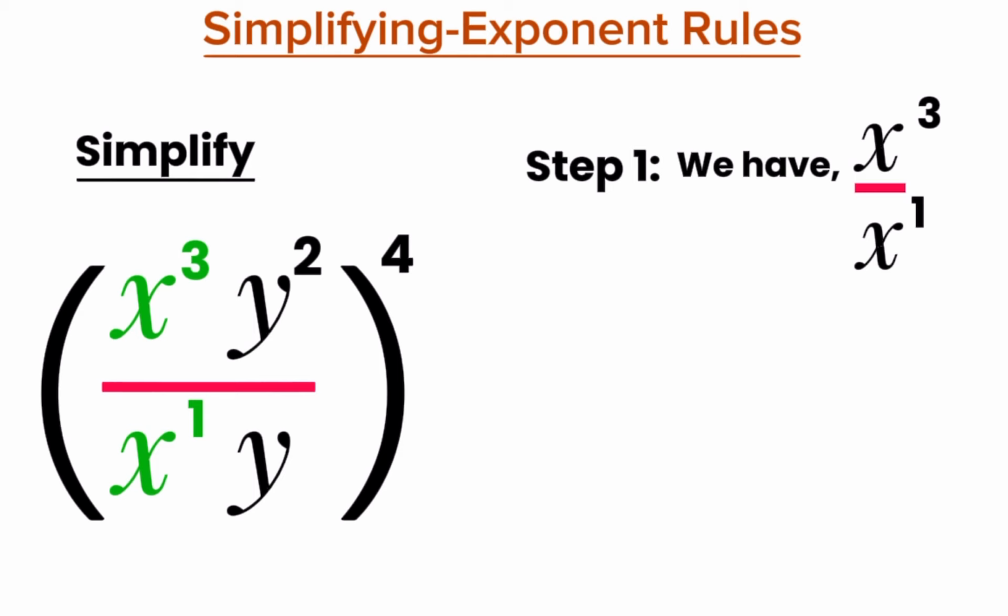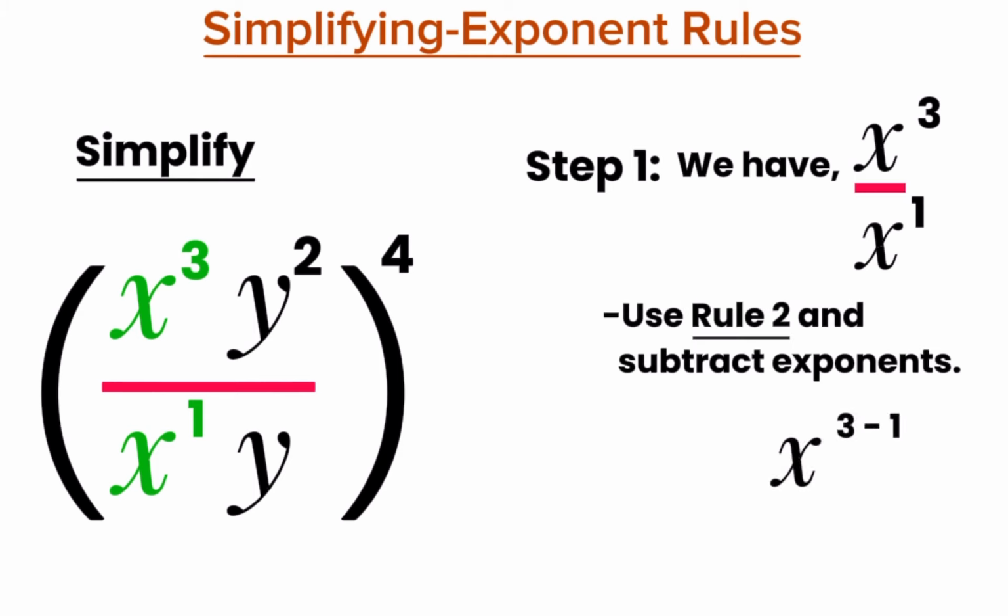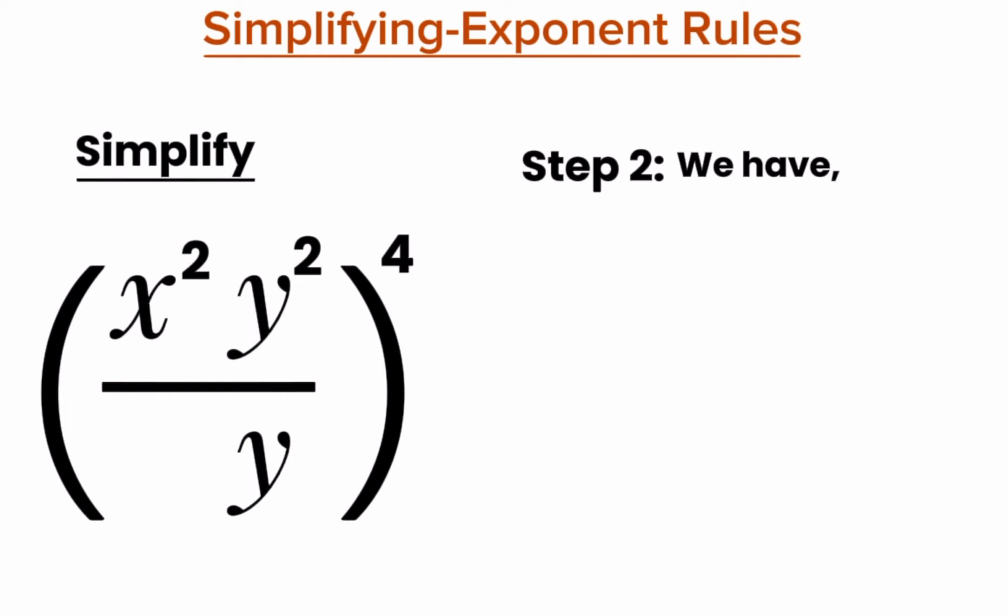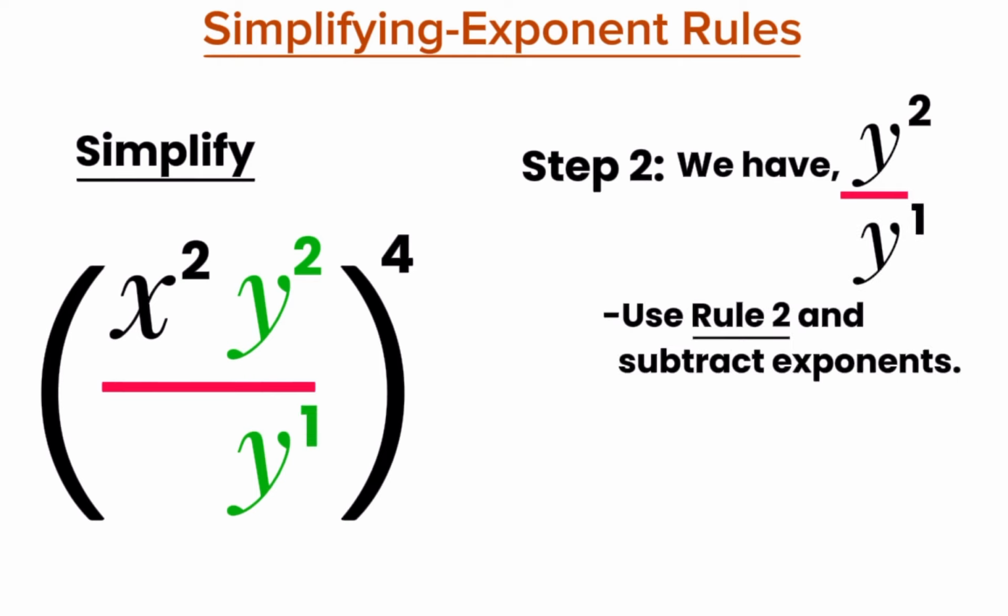So based off of Rule 2, we can subtract the exponent 1 from 3. Therefore, the x variable becomes x to the power of 2. Now we also have a y base, that is to the power of 2, being divided by y to the power of 1. Using Rule 2 again, we do the same thing and subtract exponent 1 from exponent 2. Therefore, y squared divided by y is equal to y to the power of 2 minus 1, which is equal to y.